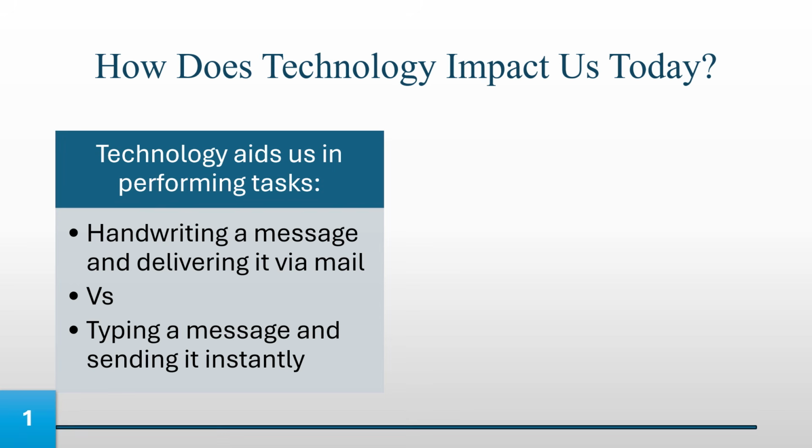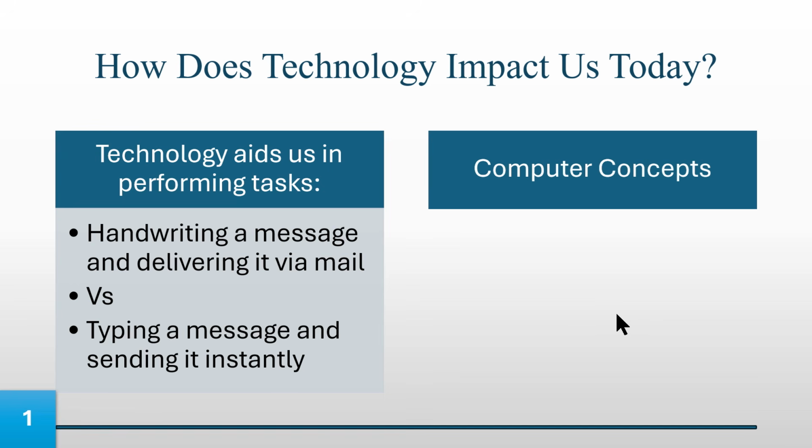Now, handwriting a message and sending it out versus typing a message and sending it instantly through the means of technology or a computer, that's just one example of how technology is impacting us today. There are other ways that technology impacts us, in some positive ways and some negative ways as well. There are some risks with technology.